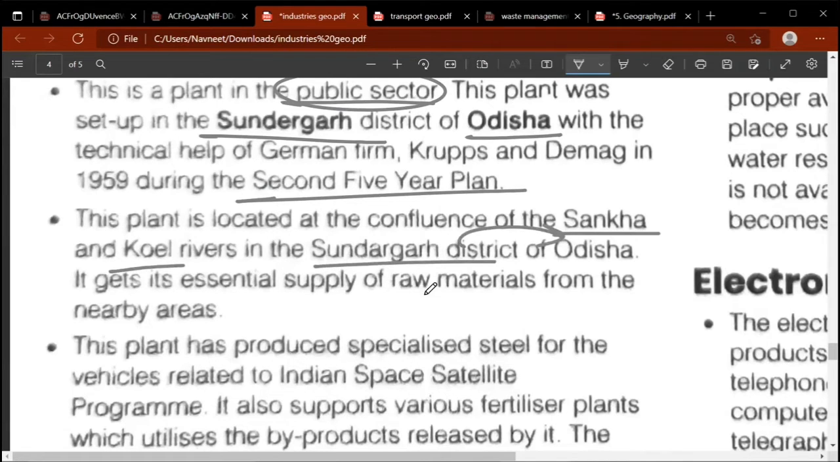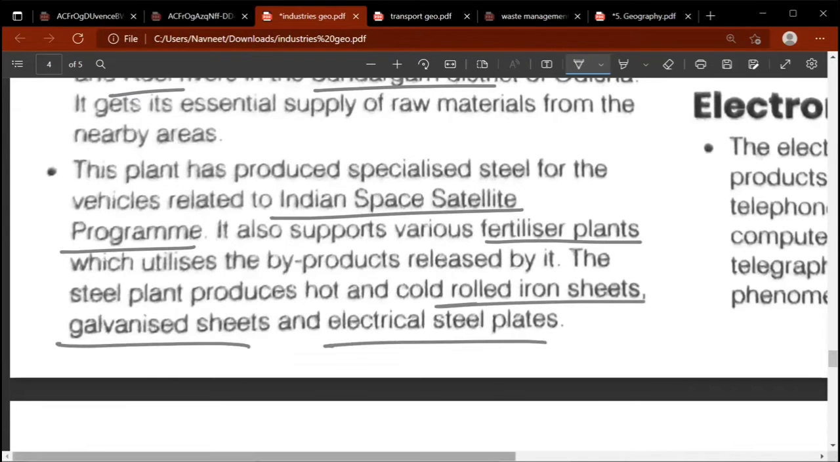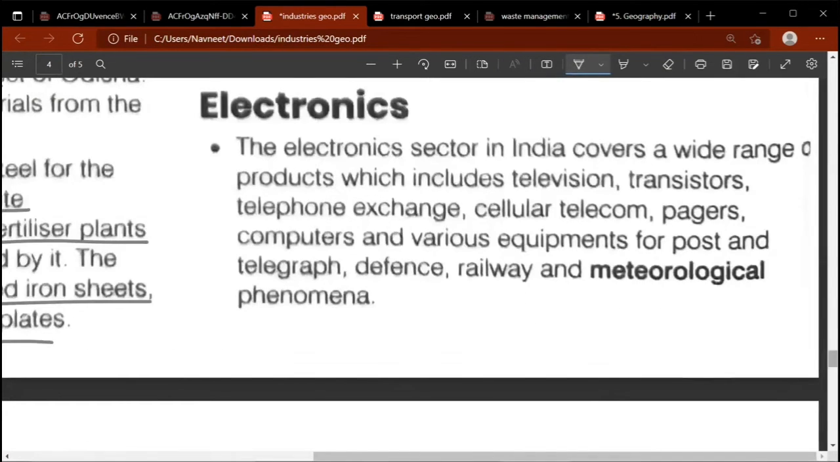It gets its essential supply of raw materials from the nearby areas. This plant has produced specialized steel for the vehicles related to the Indian Space Satellite Program. It also supports various fertilizer plants which utilize the byproducts released by it. The steel plant produces hot and cold rolled iron sheets, galvanized sheets, and electrical steel plates. Okay, let's scroll up a bit.